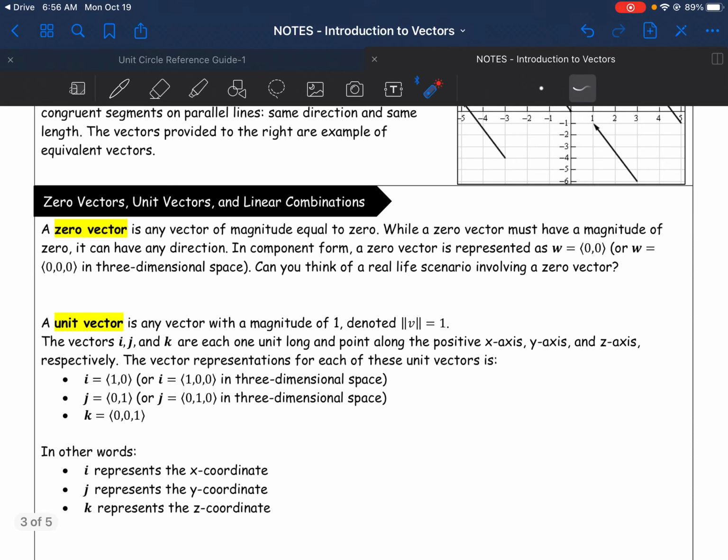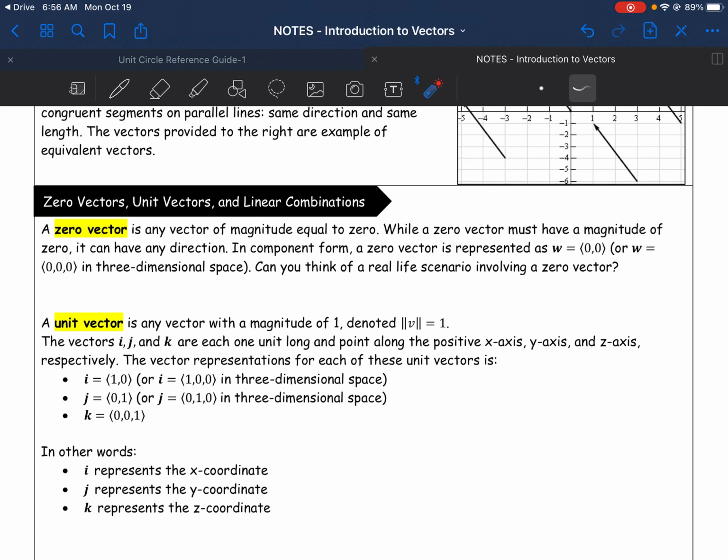A zero vector is any vector of magnitude equal to 0. Now, while zero vectors must have a magnitude of 0, they can be moving in any direction. In component form, and we'll talk about component form here very soon, a zero vector is represented as 0, 0, or 0, 0, 0 in three-dimensional space. And again, we'll talk about component form here in just a moment.